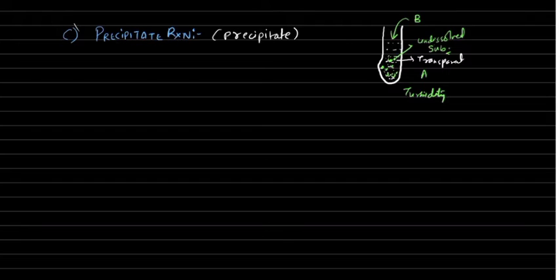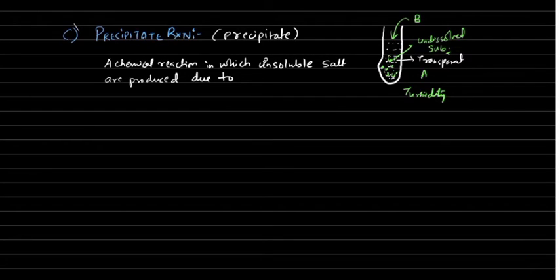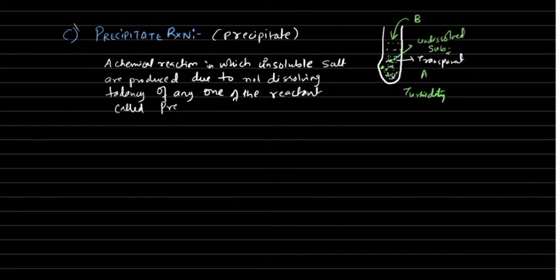So here let us define it. A chemical reaction in which insoluble salt is produced due to the non-dissolving tendency of any one of the reactants is called a precipitate reaction.